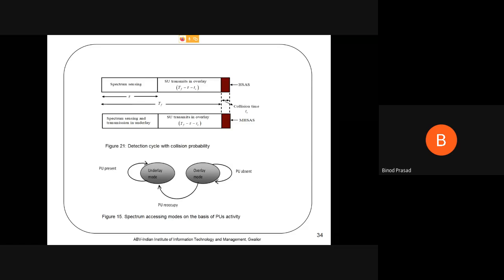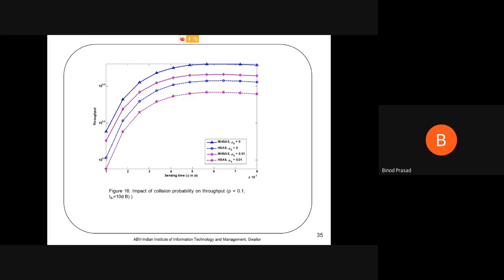Under the hybrid spectrum access scheme, we have assumed both cases. In the case of underlay, the performance limits are, first, that its power gets limited, and second, that it requires channel state information, which may be imperfect. So we have considered that case. For the interweave approach, we have assumed that spectrum sensing should be accurate. The performance metrics are that the probability of false alarm should be low, misdetection should be low, and detection should be high. We considered those cases and evaluated the throughput for such a scenario.